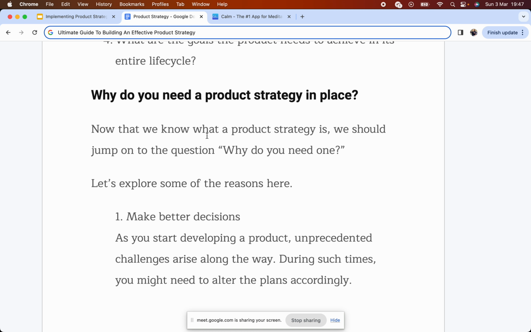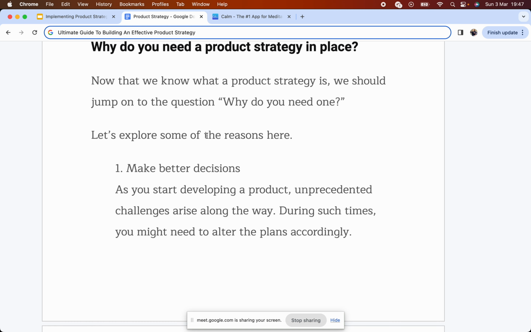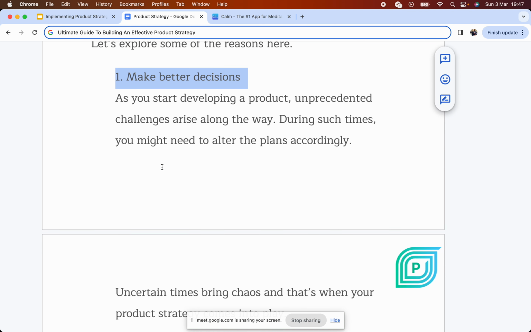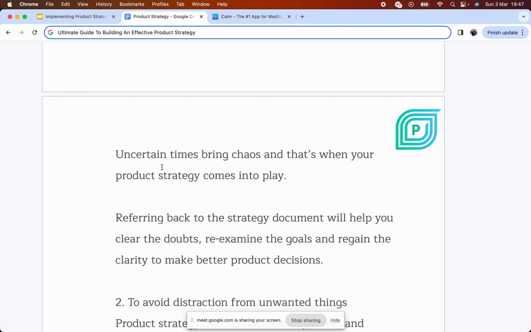So why do we need a product strategy in place? We need one for one of the obvious reasons: to make better decisions. If unprecedented challenges arise along the way, we should never be caught off guard saying we don't have a plan. We should always have multiple plans ready. So this is scenario planning. We have multiple plans ready to take advantage of any eventuality that happens in the end.